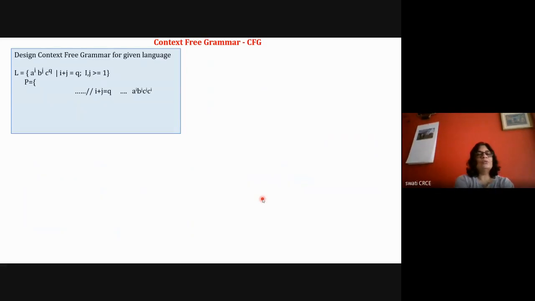Now you need to write down the rules for this. Okay, I'm not going to show you, write the answer first. This is a raised to i, b raised to j, and c raised to q. But the relation is given: i plus j is equal to q.